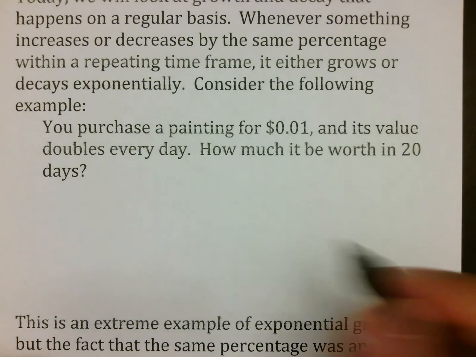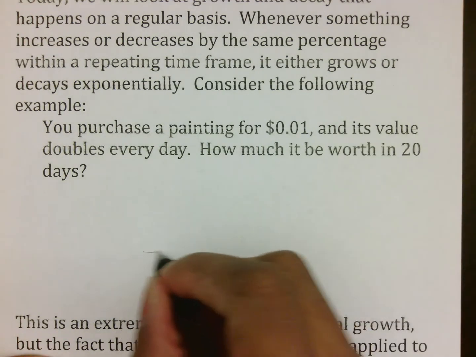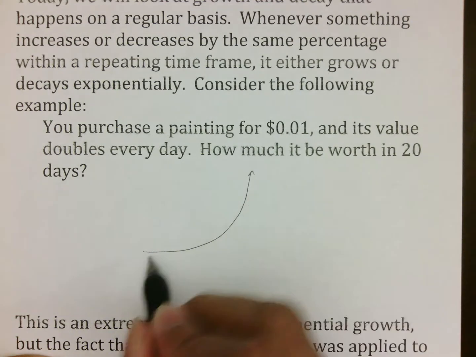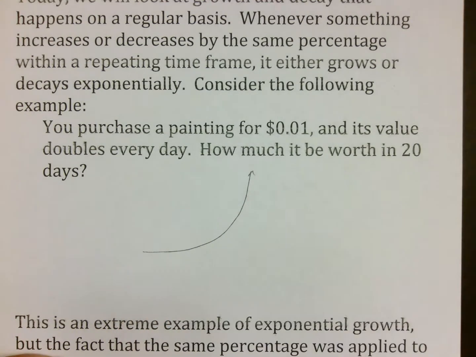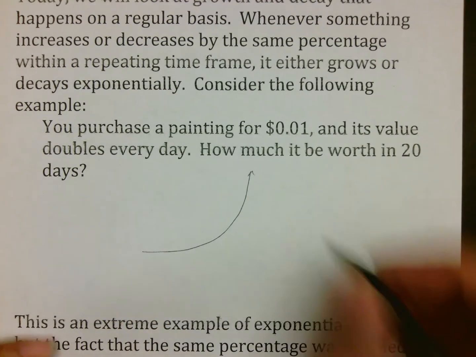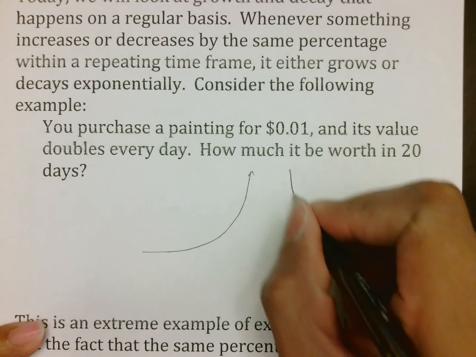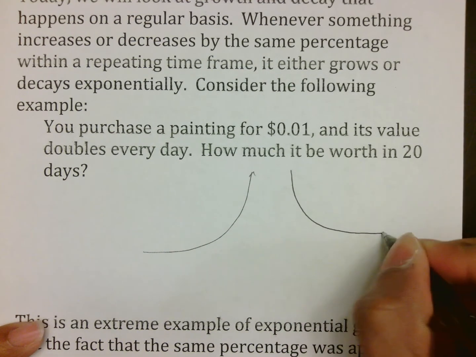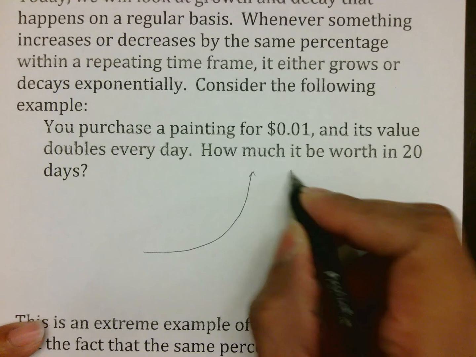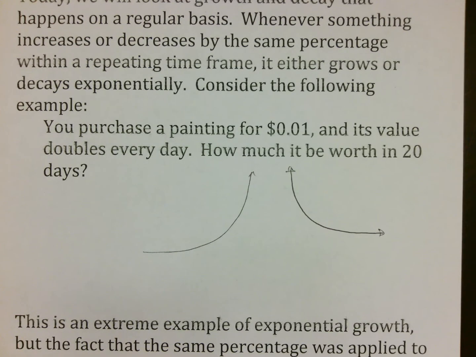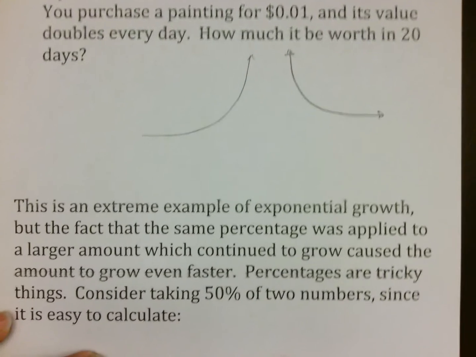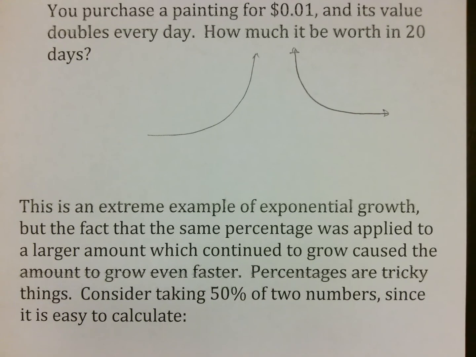And that is why whenever they graph your exponential growth, it looks kind of like this, because it starts out slow and then all of a sudden it just takes off. Exponential decay is the same way, where it goes down really quickly and then it just kind of slows and never reaches zero. If you remember, I told you about that graph, how the number never reaches zero on the asymptote. That is what we're talking about. So this is an extreme example of exponential growth, but the fact that the very same percentage was applied to a larger amount, which continued to grow, caused the amount to grow even faster.